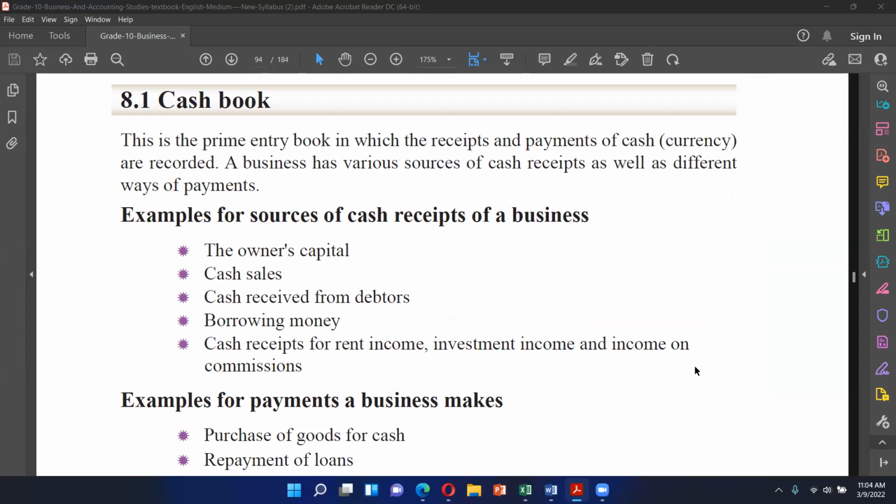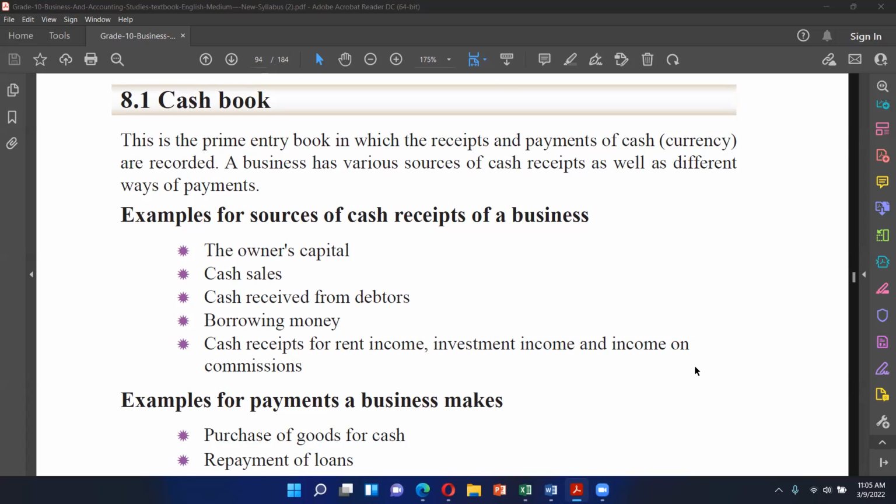Number one, owner introduces money into the business, cash sales, cash received from debtors, borrowing a loan from a bank, and any other income you received in cash in the form of rent income, investment income, and commission income, things like that. When you receive cash, you will record it on the debit side of the cash book. Remember, if you receive cash, you record it on the debit side of the cash book.